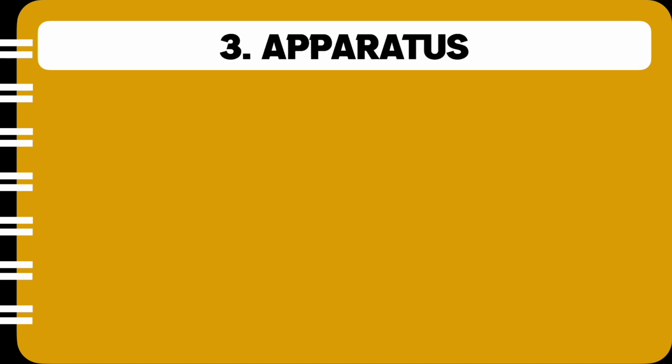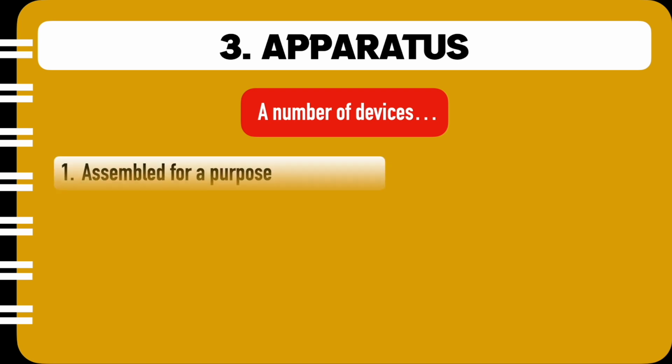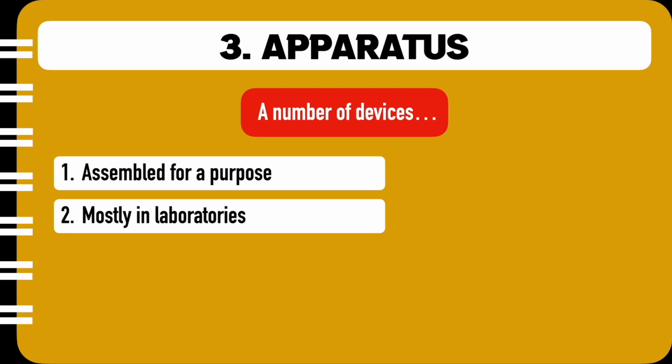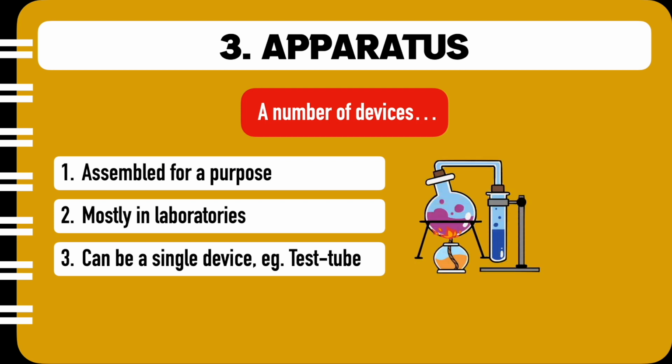Moving on to the third category that I'm going to be talking about, this is an apparatus. So an apparatus can be a number of devices which are assembled for a purpose. It can be for something like boiling water and condensing it to get distilled water. Mostly apparatus are used in laboratories, and a single apparatus can also be included under apparatus, for example, a test tube or a conical flask. Here are examples. This entire setup is known as an apparatus, but again, a single conical flask will also come under the category of apparatus.